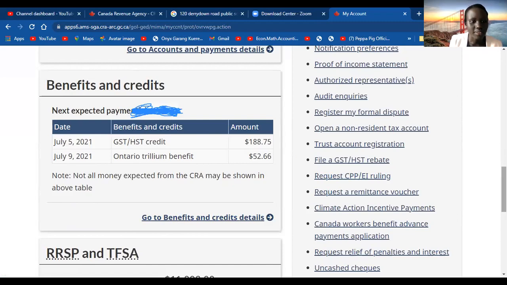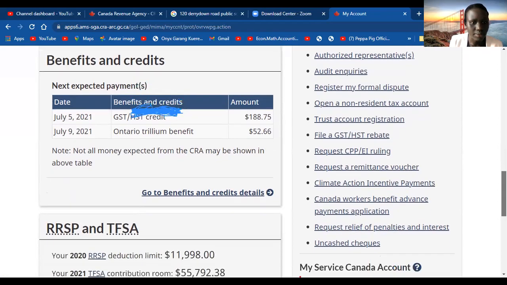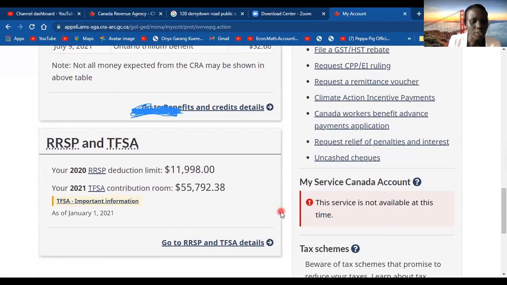So the main important part of this page is this part. When you come to the bottom of this website, you have where to check your 2020 RRSP deduction limit. For me, since I became qualified to contribute to my RRSP, I didn't do it until 2019.